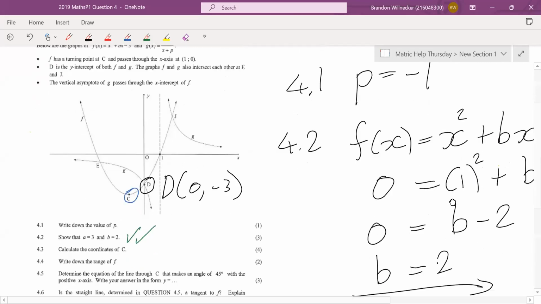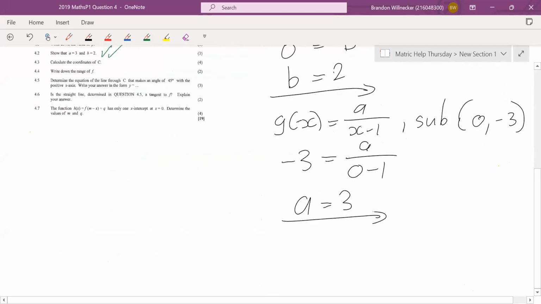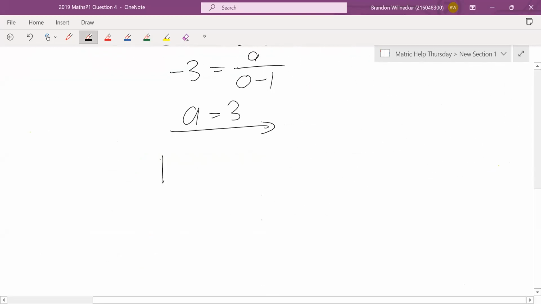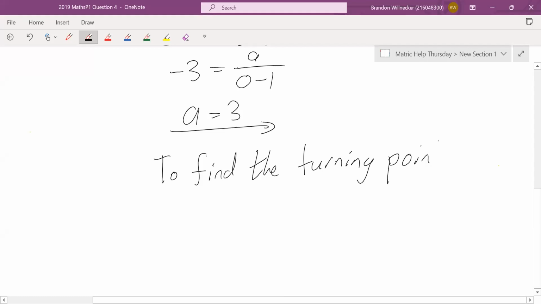So let's go ahead and do that. Just make a little note. To find the turning point, in our case, that's point C, we need to complete the square.